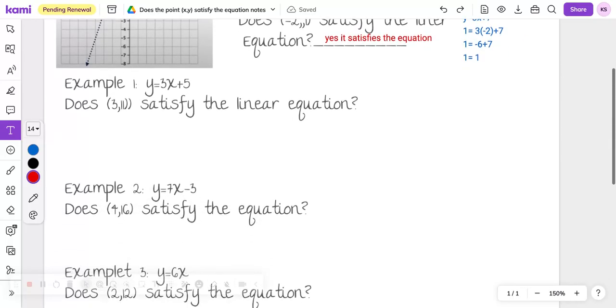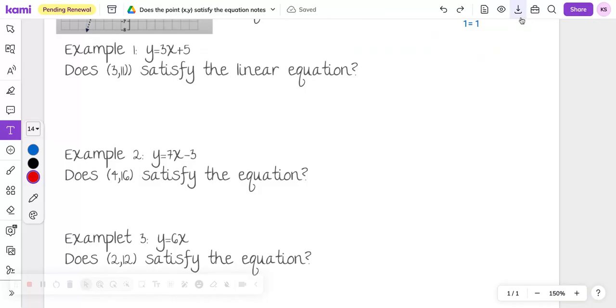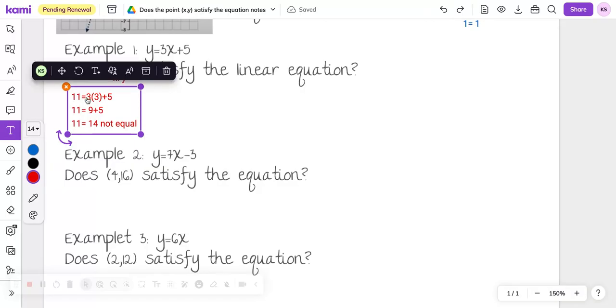So let's look at the next piece. Let's do a couple of examples. So if we look at the next one, we're going to plug in 3 for x and 11 for y and see if it works in the equation y equals 3x plus 5. So if we plug it in, we get 11 equals 3 times 3 plus 5. Well, 3 times 3 is 9. 9 plus 5 is 14. 11 does not equal 14.